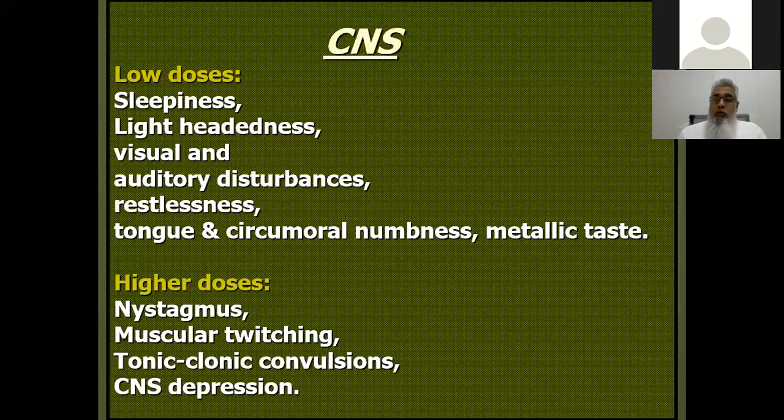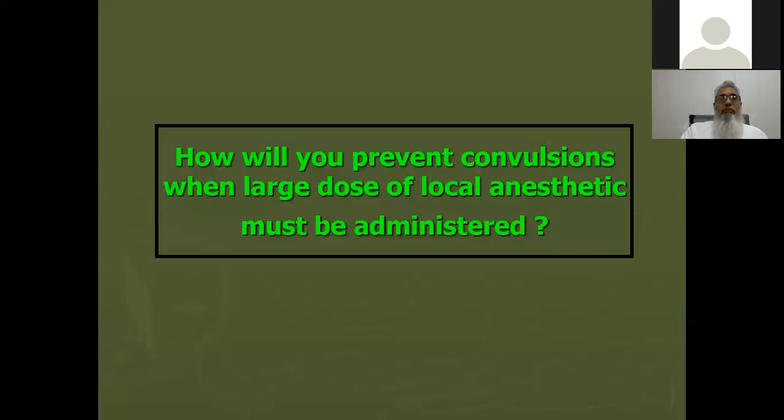But if the toxicity is more, or especially if a higher dose has been given, the patient may have nystagmus and muscular twitching or seizures, and these seizures may become very troublesome, chronic seizures. And after that, there is CNS depression, and the patient may have sensory and cardiac arrest. The management of these CNS symptoms is symptomatic, and usually these tonic-clonic convulsions are very troublesome.